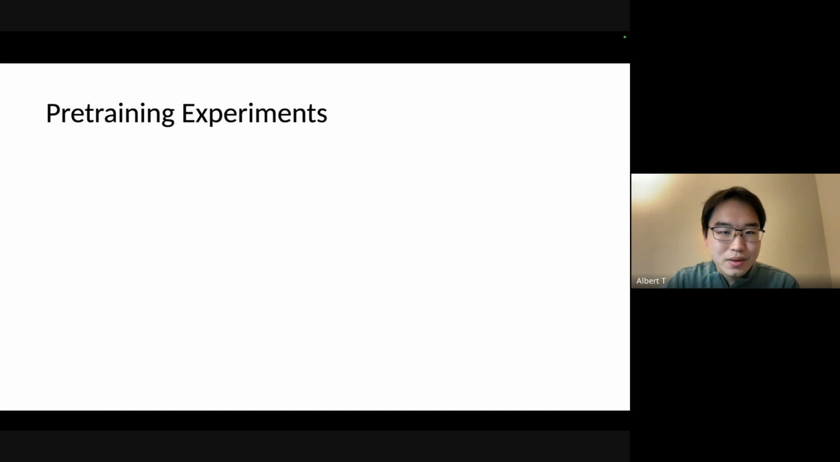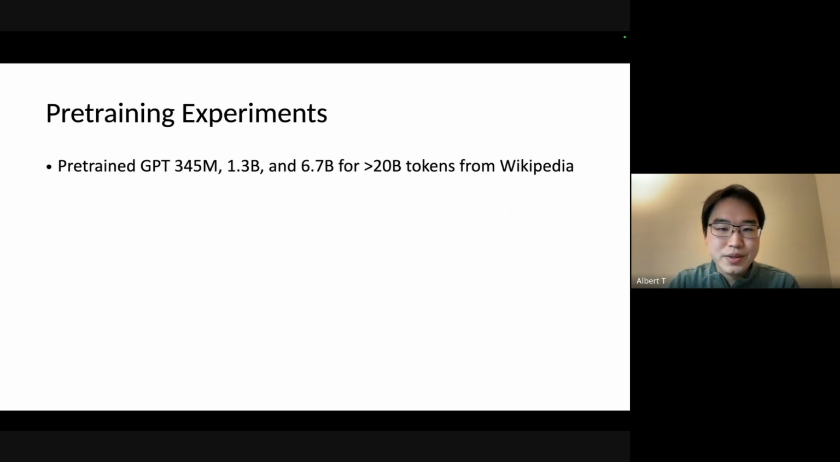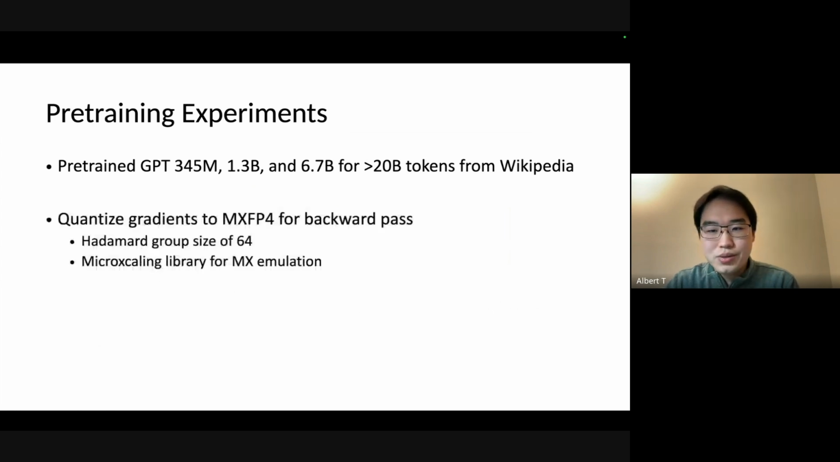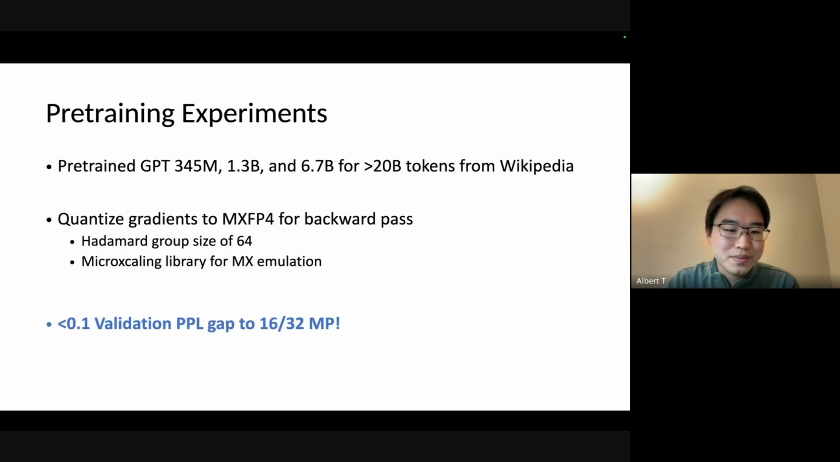We evaluated our method on a variety of pre-training experiments, on smaller scale GPT models up to 7 billion parameters, for about 20 to 40 billion tokens from Wikipedia. We also did a larger run for 1B for 200 billion tokens. In our experiments, we used a Hadamard group size of 64, and we used the Microsoft microscaling library for MX emulation. At the time, we didn't have the B200, but if we had one now, we'd probably just use that instead. But at least here, we know that microscaling is supposedly bit accurate.